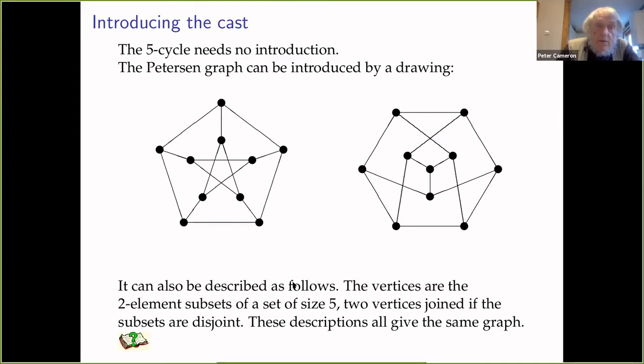So in order to prove that these are the same graph, what you might do is take each of these two graphs and label the vertices with the 2-element subsets of a set of size 5. If I start off and put the set {1, 2} there, then these three vertices have to be disjoint. So I can put {3, 4}, {3, 5}, and {4, 5}. Then you have to fill in the rest of the picture and show that you can do that consistently, and the same for the other one. Once you've done that, that will prove that those two things are the same.